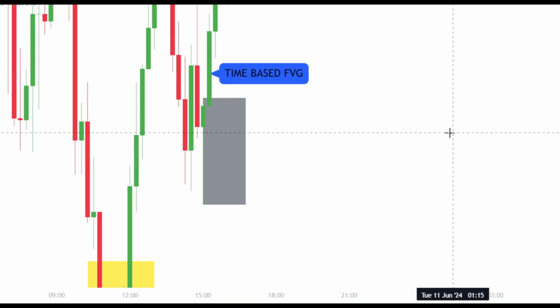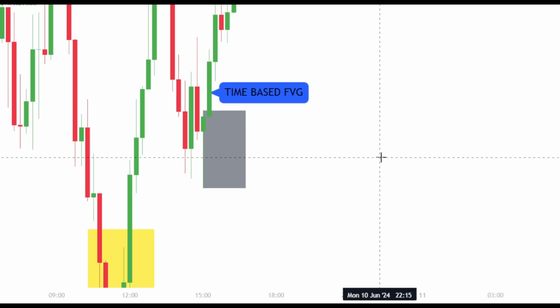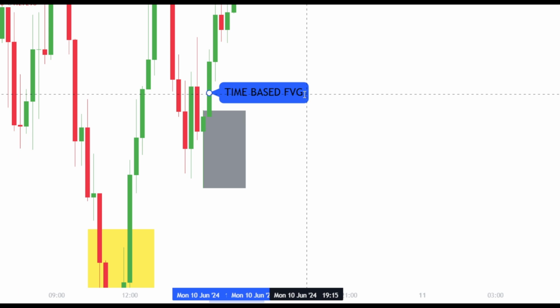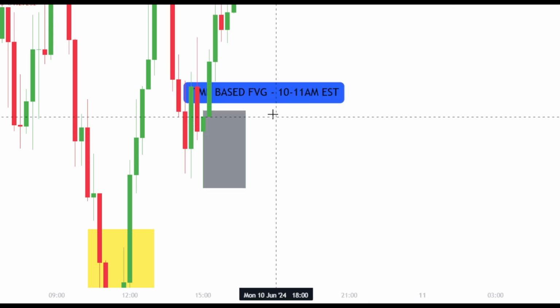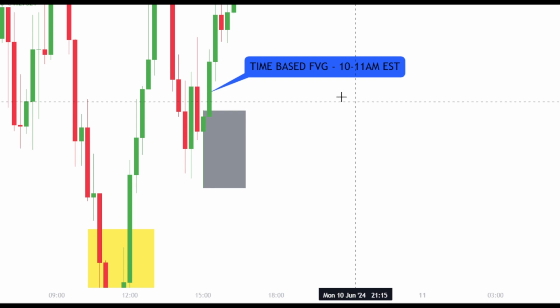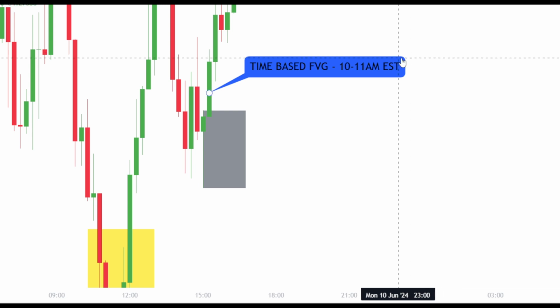fair value gap. And a time-based fair value gap essentially occurs within the ICT silver bullet timings, right? So the silver bullet timings over here are 10 to 11 a.m. Eastern Standard Time. So again, I stress this is Eastern Standard Time. So wherever you are around the world, calibrate your time to this particular timing of 10 to 11 Eastern Standard Time, a.m.